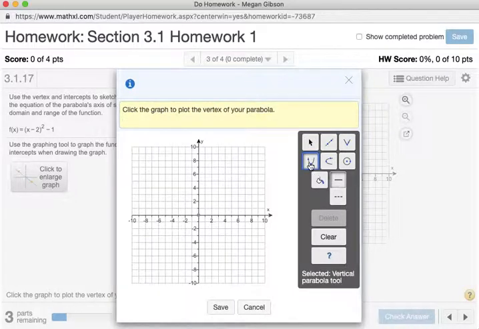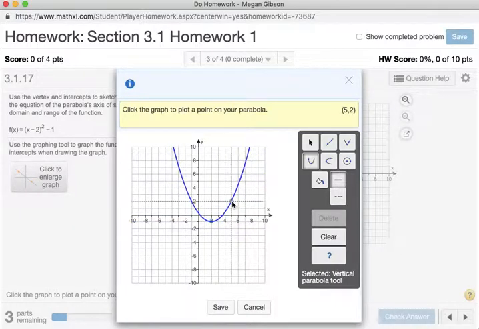And then once you click on that, it says at the top to click the graph to plot the vertex of your parabola. So this is what I was saying in the video for this section, is that you always need to plot the vertex first. So I can see my equation kind of in the background over here, x minus 2 squared minus 1. So the vertex is going to be positive 2 for the x coordinate, negative 1 for the y coordinate. So I'm going to click on the graph, positive 2, negative 1. And then once I click, it plots that point.